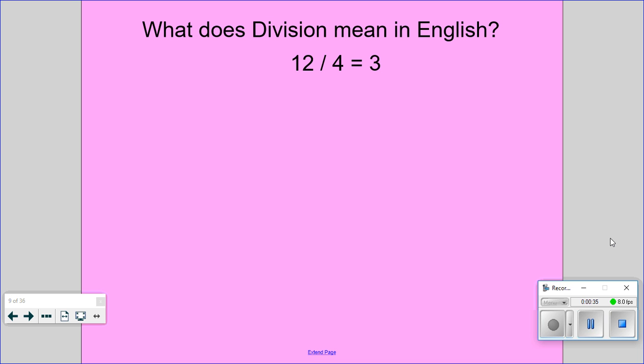I would like you to write the equation 12 divided by 4 equals 3. Write it kind of large because we're going to talk about what each of these sections mean. So we're writing 12 divided by 4 equals 3. I'm going to start by drawing an arrow to my number 12, because we're going to talk about what that first part means.